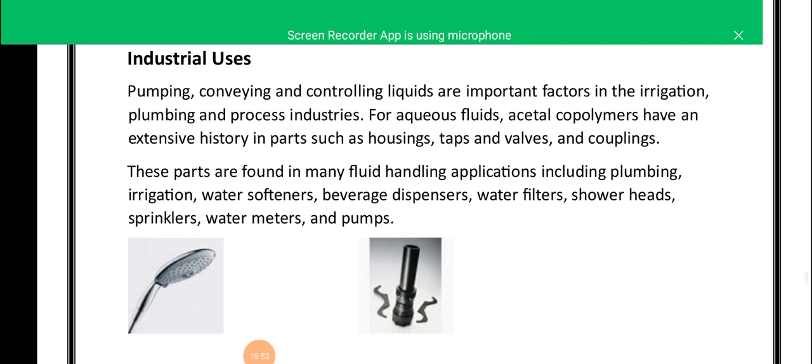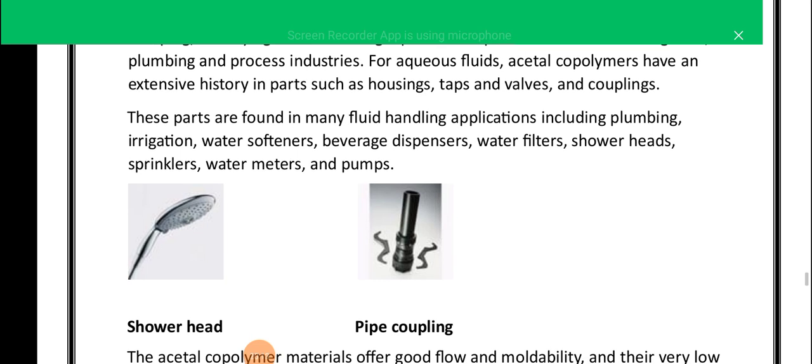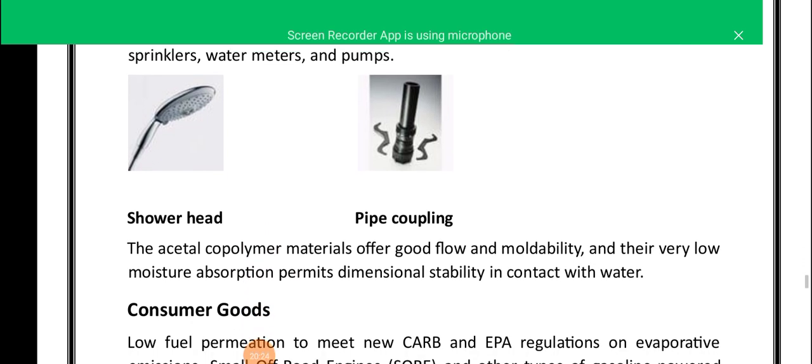Industrial use. Pumping, conveying, and controlling liquids are important factors in the irrigation, plumbing, and process industries. For aqueous fluids, acetyl copolymers have an extensive history in parts such as housings, taps, bowls, and couplings. These parts are found in many fluid handling applications, including plumbing, irrigation, water softeners, beverage dispensers, water filters, shower heads, sprinklers, water meters, and pumps.